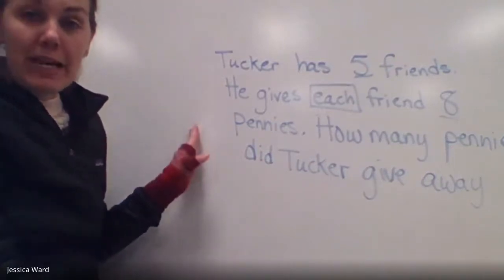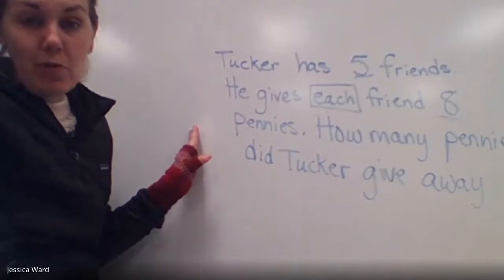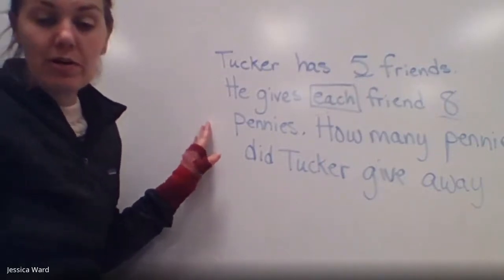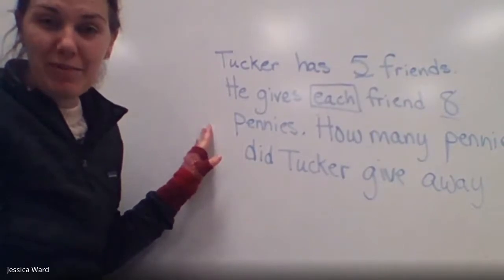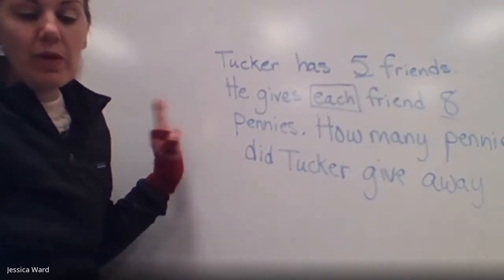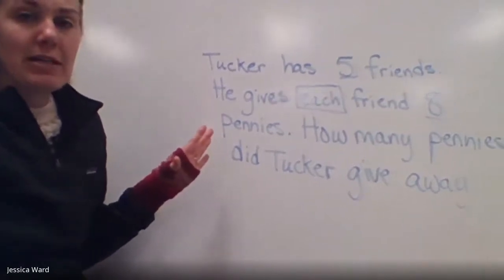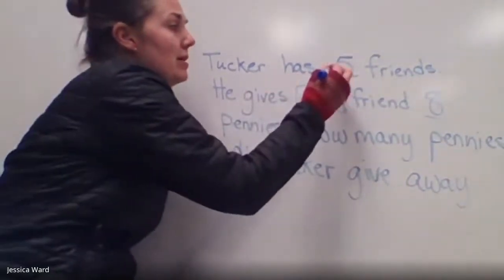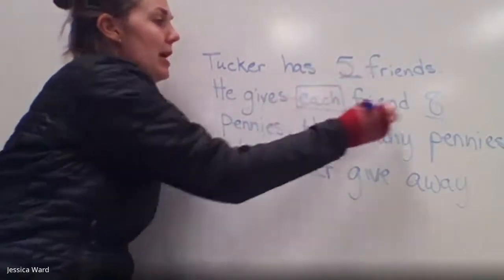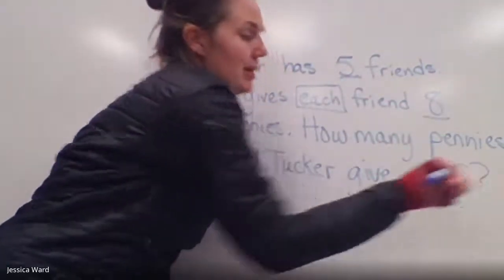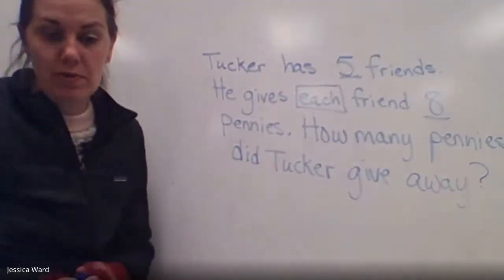So for part B, writing a story problem for the multiplication problem that we came up with. You can write it in any way, but the main part is that Tucker is starting off, he has 5 groups that he's going to put 8 pennies into. How many pennies did he put into those groups?